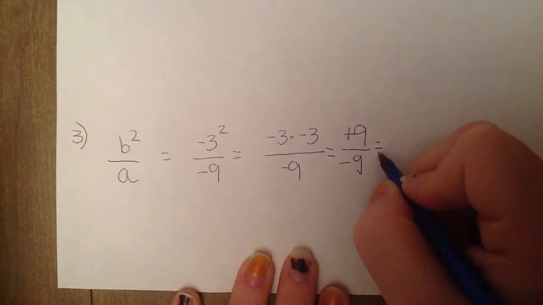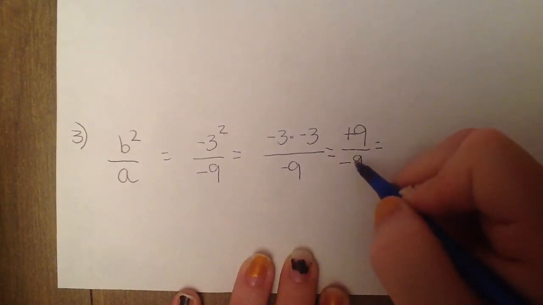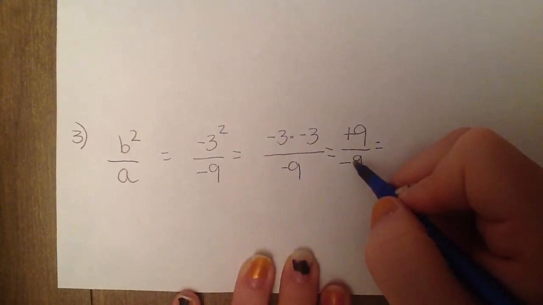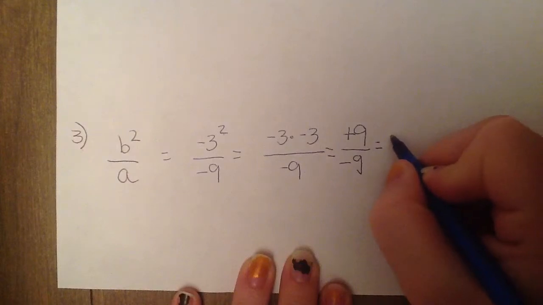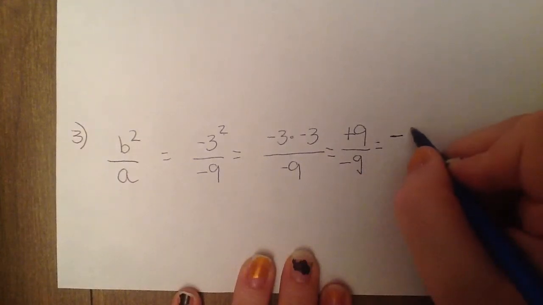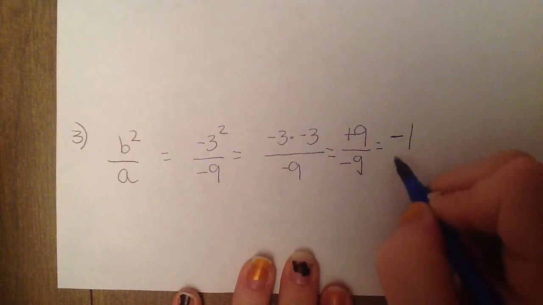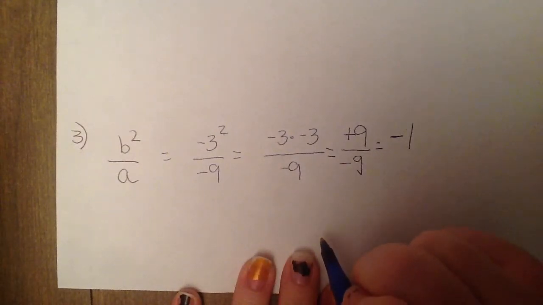Now we can finally do our division. Let's check our signs. Do the signs match? No, the signs don't match. That's a bad thing. 9 divided by 9 is 1. Plug those values in, simplify, and solve, and we get -1.